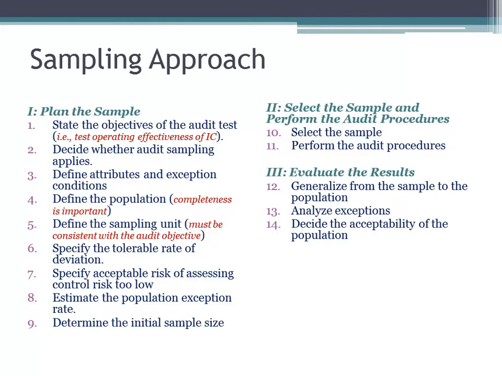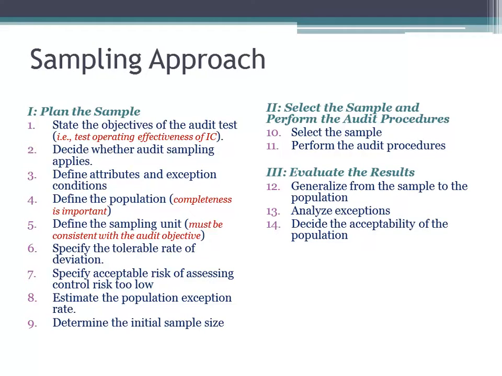If your audit objective is to test that cash disbursements are valid, again, your sampling unit is going to be from your cash disbursement journal, and you're going to look at the documentation to support that disbursements were only recorded after this three-way match occurred. Okay?